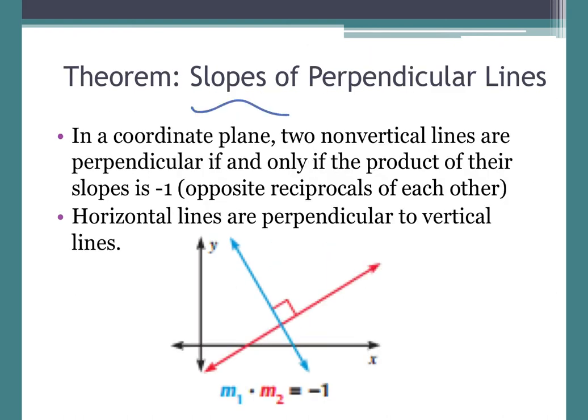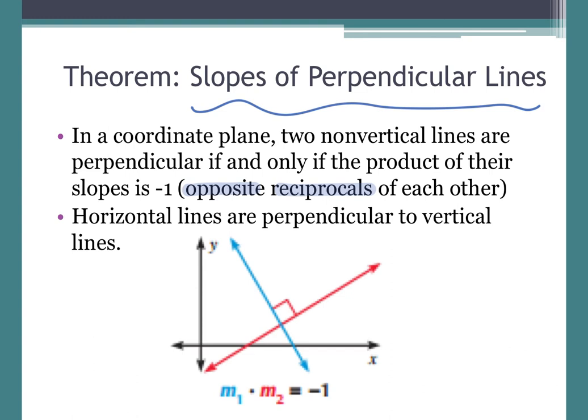Slopes of perpendicular lines state that the product of their slopes is -1, which means that, and I use this more commonly, they are opposite reciprocals of each other. Opposite meaning if one is positive, the other is negative. And reciprocal meaning we flip it, okay? If my initial slope is 1/2, then the slope of a line perpendicular to it is -2. We change the sign and we flip it.